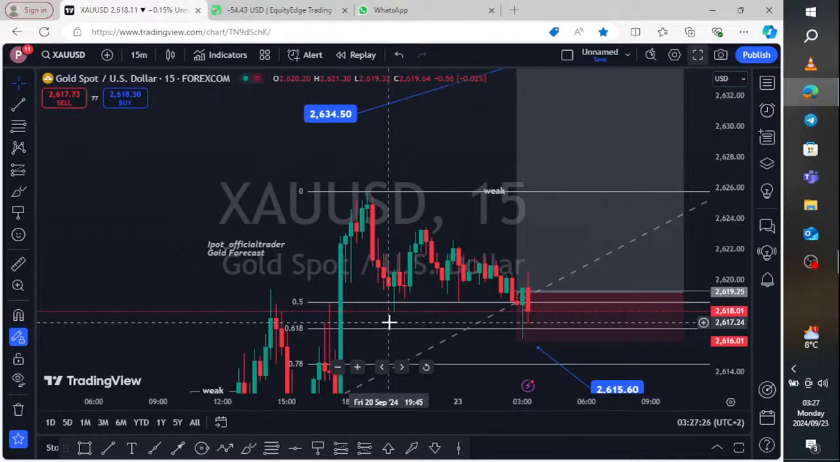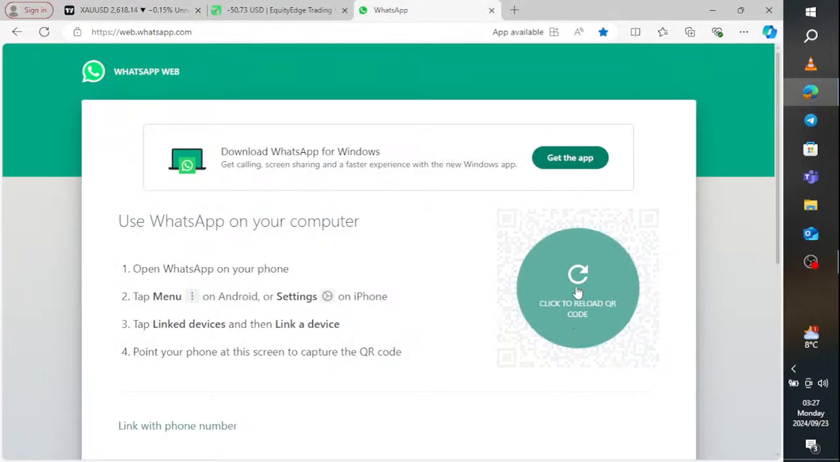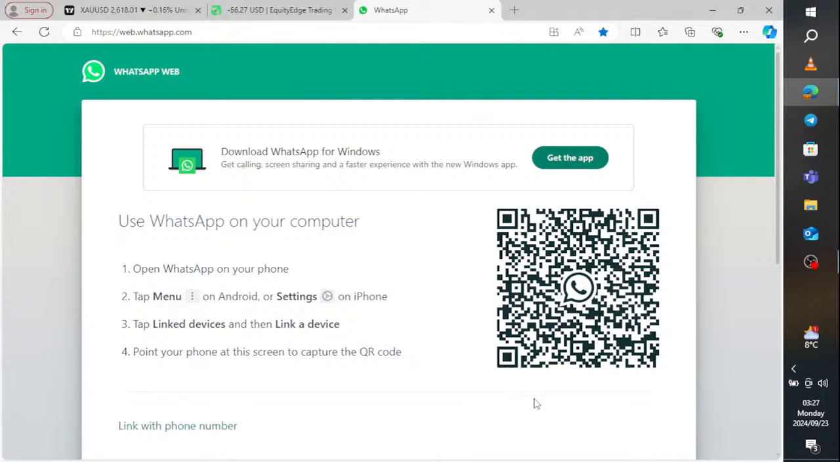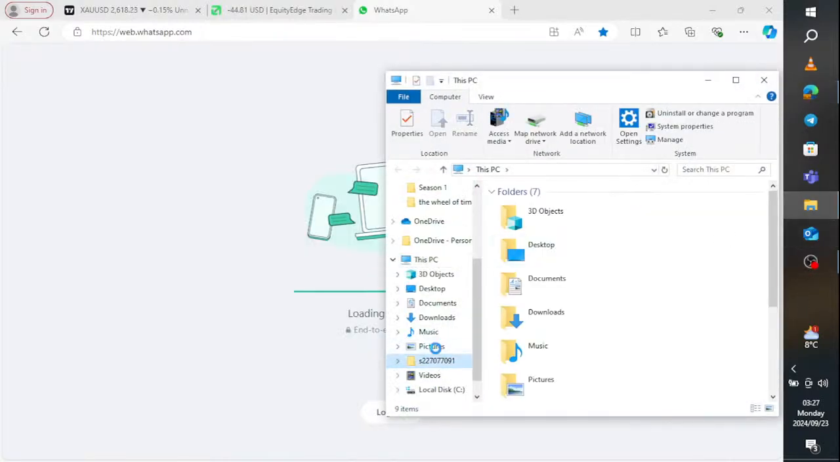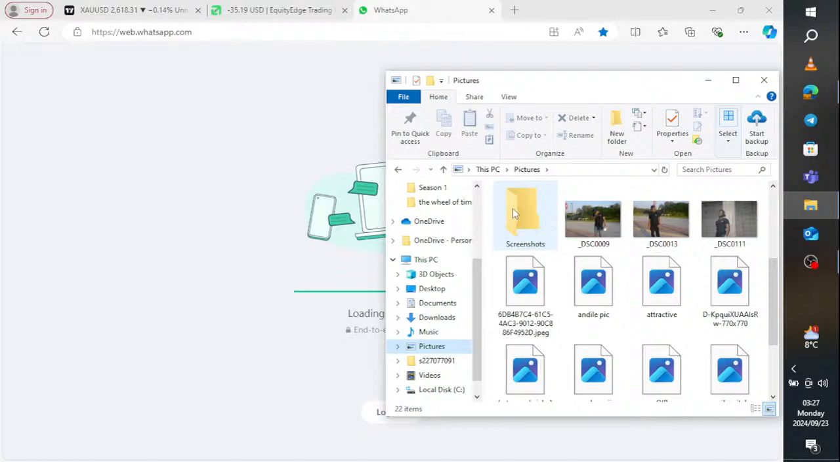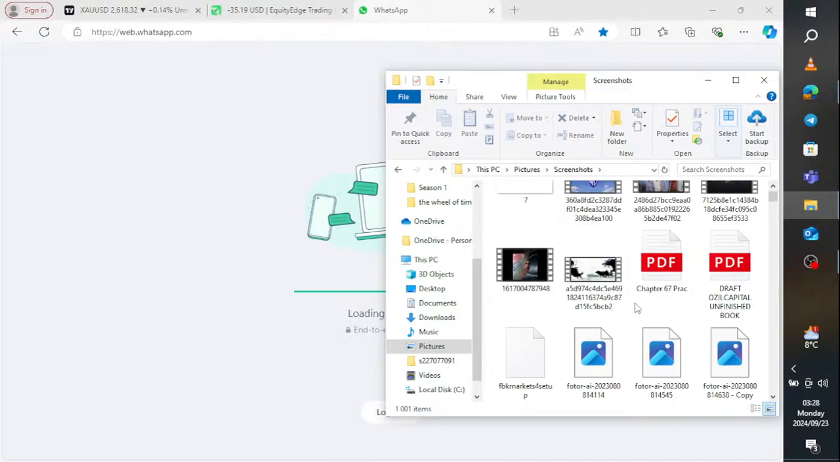And the daily bias of gold in the next coming 3 minutes is bullish. So it means that today we are looking at a bullish daily bias. Let me try and log into my WhatsApp because I want to share the setup with the premium clients.